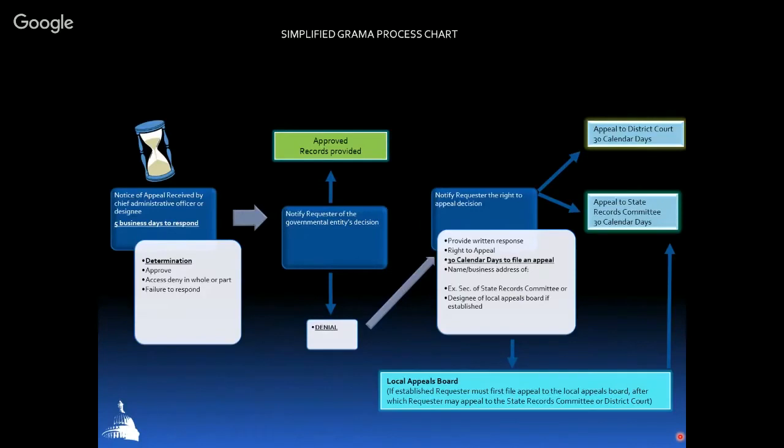And this does not include all of the other intricacies and complexities of GRAMA as far as extraordinary circumstances and business confidentiality. This is just a quick overview of a very traditional appeals process. And what I did here is kind of broke it down into text.